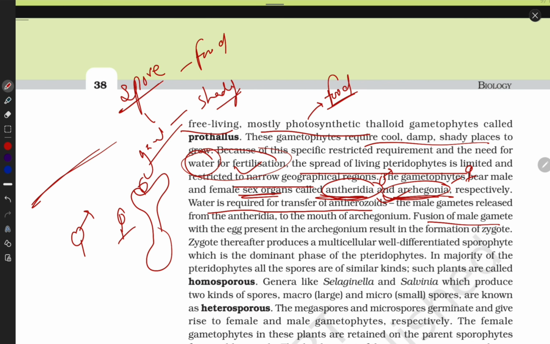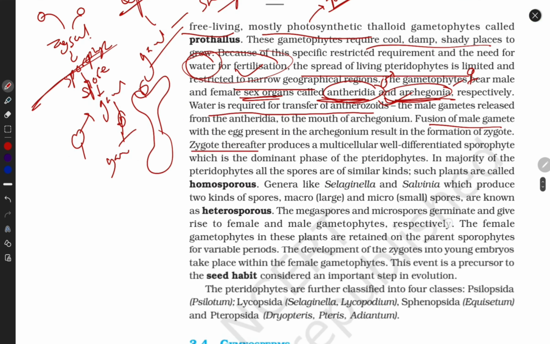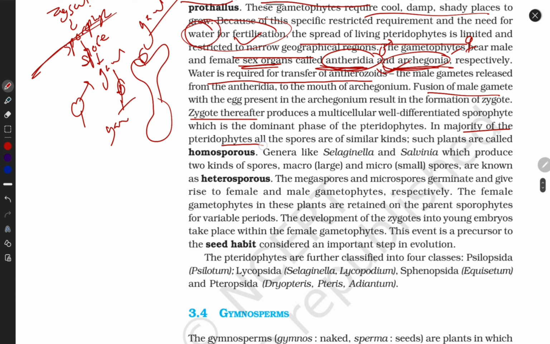Now the fusion of the male gamete and female gamete forms a zygote. The zygote then enters the sporophytic stage, which makes spores. The spores enter the gametophytic stage, which produces gametes.